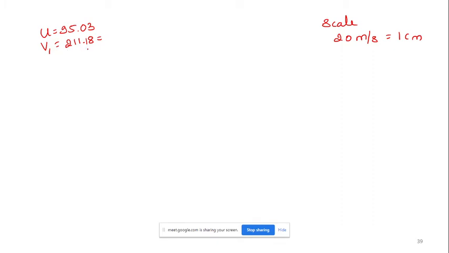Okay, now divide this by 20 and divide this also by 20. How much will you get? 10.559. The V1, yes, sir. 10.55 centimeter. And 4.75. So this is 10.55 and this is 4.75. What is our alpha 1? Alpha 1 was 20 degree.